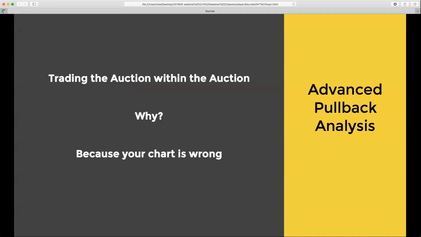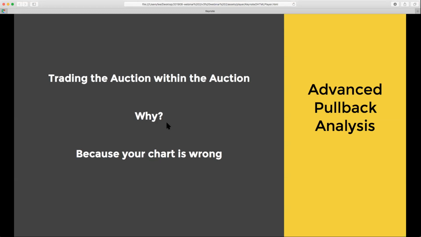I like to think of this as how we're trading the auction within the auction. And why are we doing this? Well, because as I said earlier, the chart period that you're using is wrong. Apart from the chart periods that everyone's using, which therefore have a bit of a self-fulfilling prophecy to them, whatever chart you're looking at is wrong. What we care about is the volume that's traded at each price level vertically, and we want to identify this volume to understand what's going on.